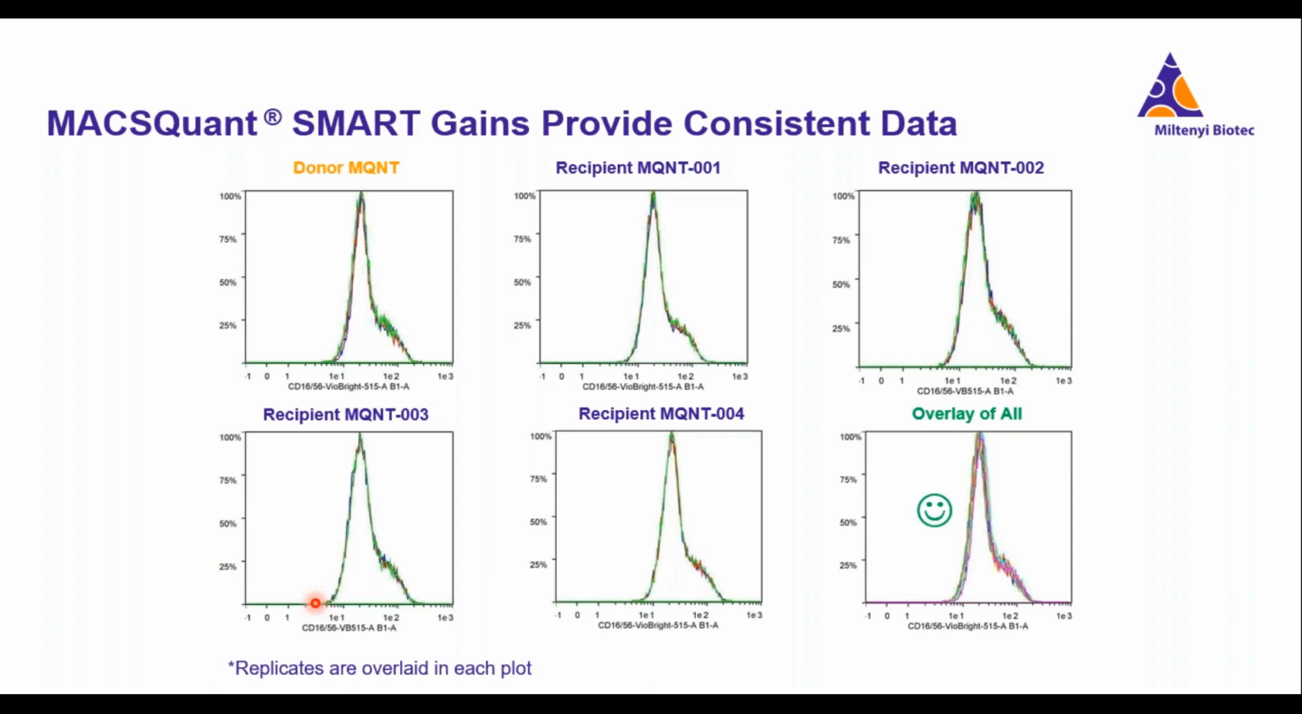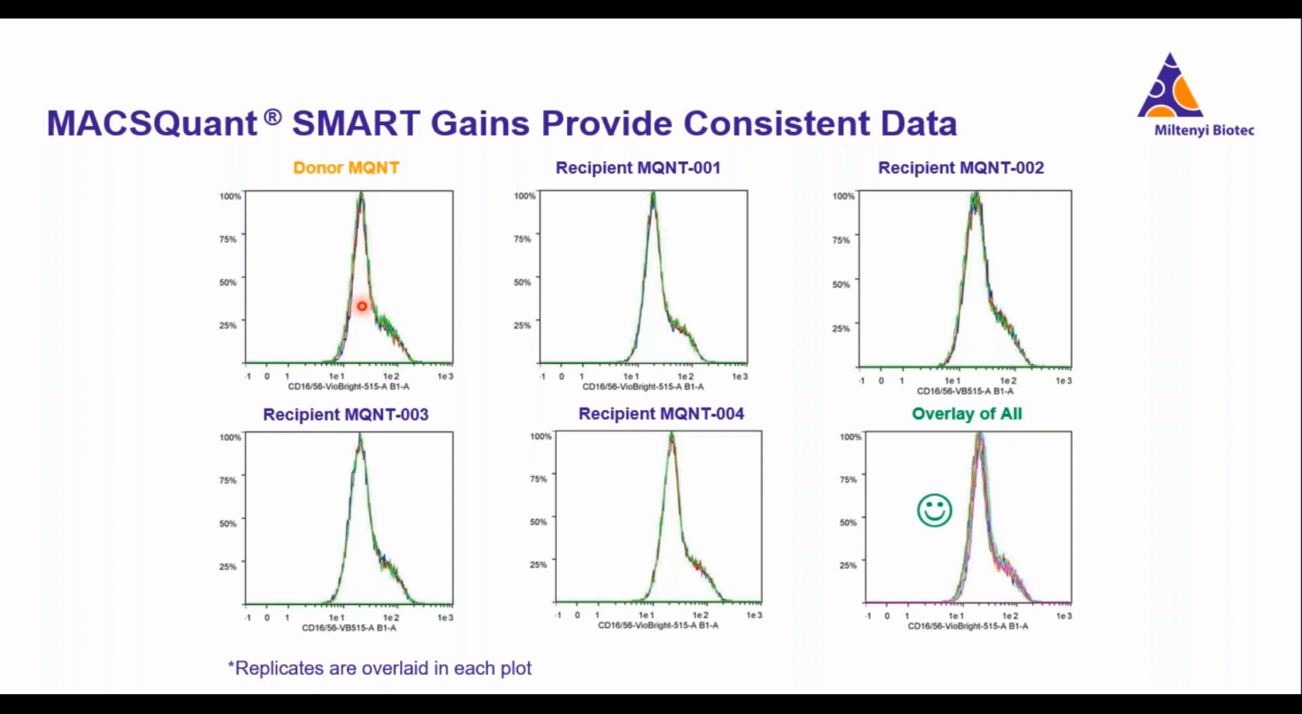So rather than just talk about this, we're going to show you here some data that we've generated internally at Miltenyi to show you what this looks like. So here on the top left is a donor MACSQuant. And this MACSQuant is looking at CD56 and CD16 on PBMCs.